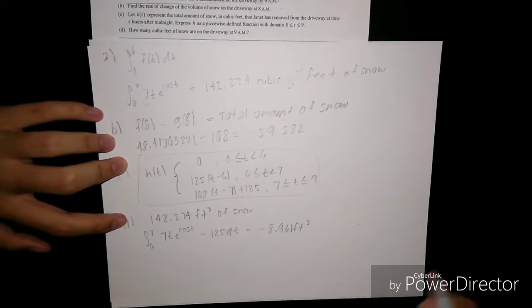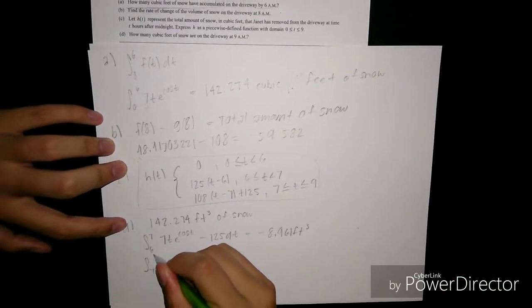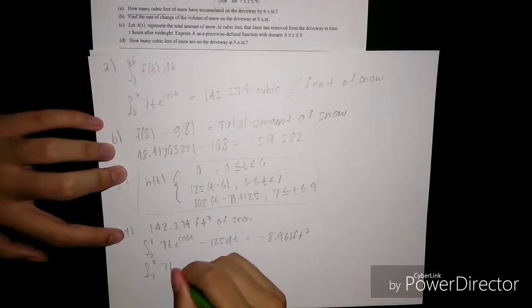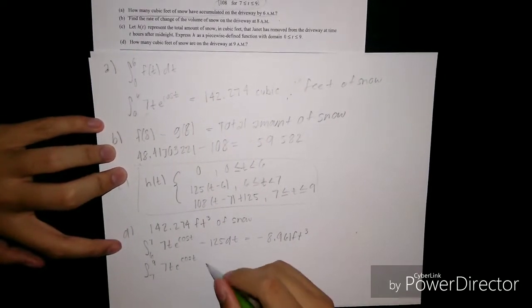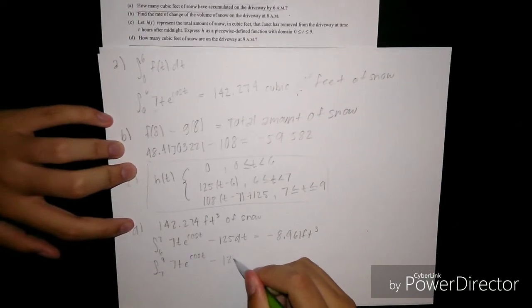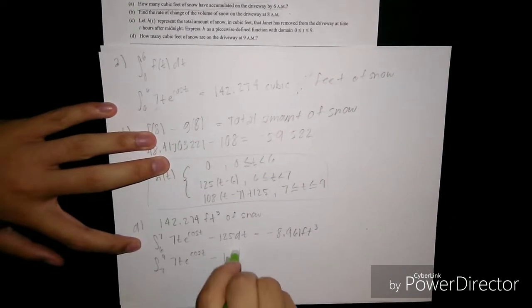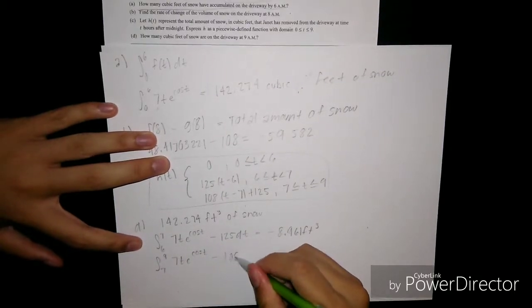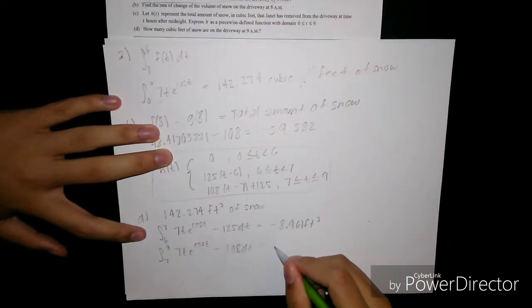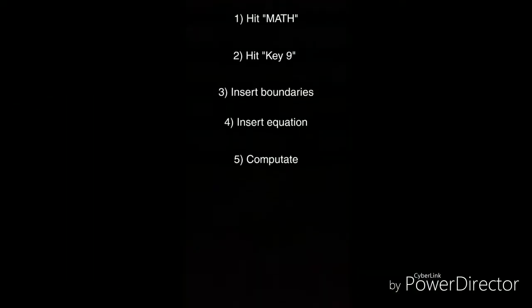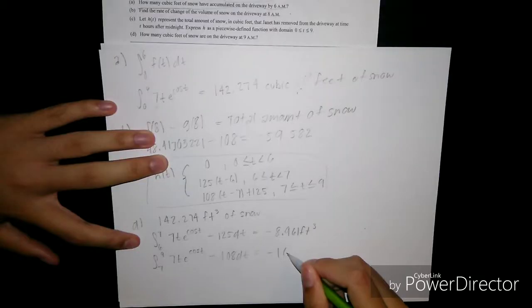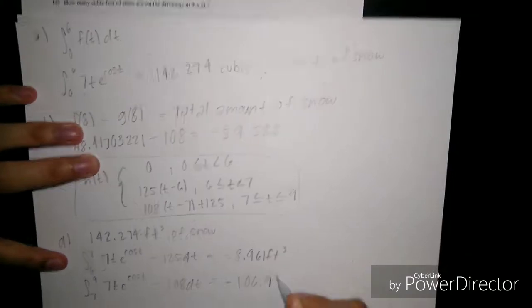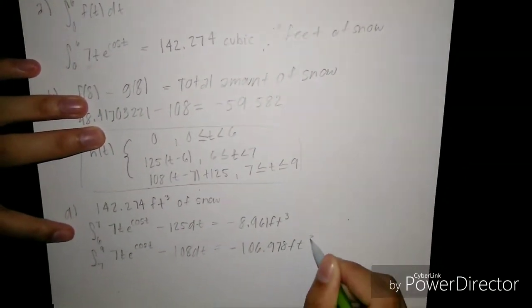Now we have to do the same from 7 to 9. So once again, use your intervals. Figure out the total amount of snow that fell between those times, and make sure to subtract 108, because that is the amount of snow that Janet removed during that time period. Once again, plug it into the calculator. We get negative 106.978 cubic feet of snow.